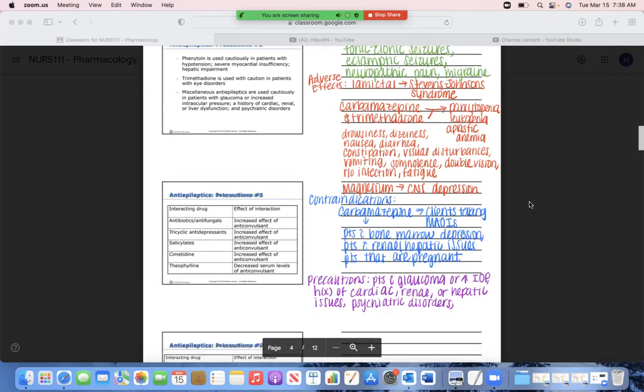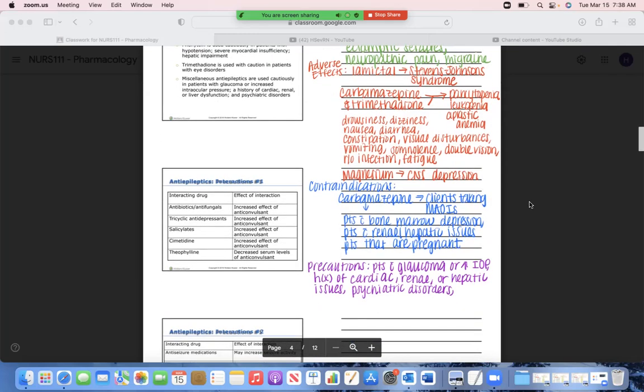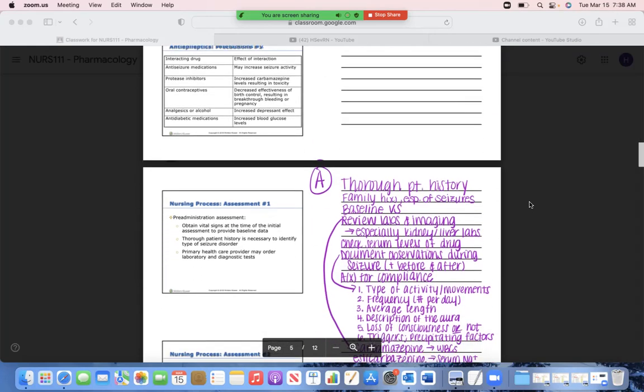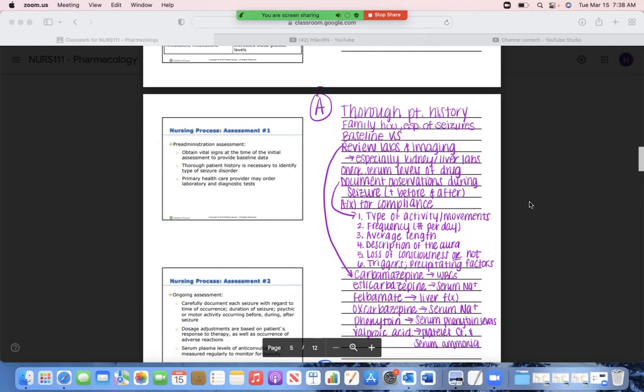Contraindications. We don't want to give carbamazepine to any client that's on an MAOI or patients that have bone marrow depression, renal or hepatic issues, or are pregnant. Precautions. We want to be careful giving any type of seizure medication to a client with glaucoma because of their increased intraocular pressure, or a client who has a history of cardiac, renal, hepatic issues, or psychiatric disorders. Okay, let's go through the nursing process.